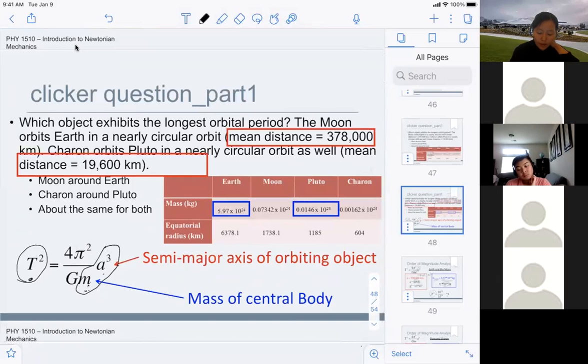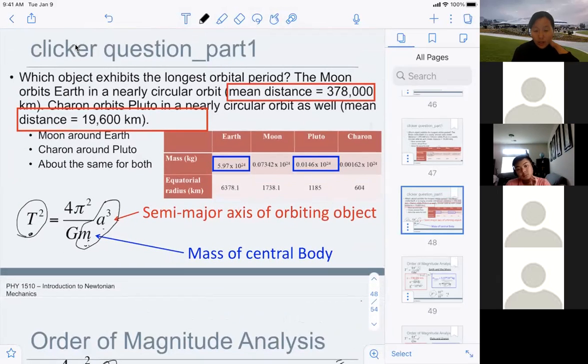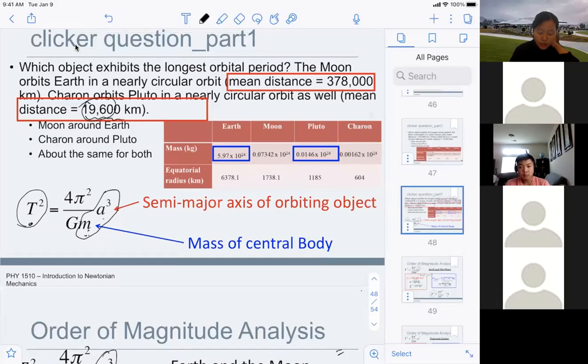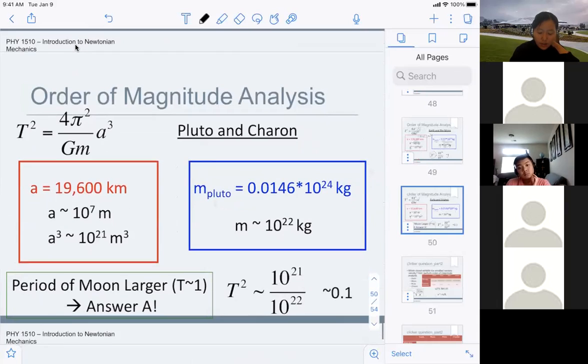Okay, so the second pair is between Charon and Pluto, and you can see that they tell us the distance between them. That is your A that you're going to use for the second pair. Let's look at the second pair. Again, for the mass, you need to use the mass of Pluto. So how do we write this? We're going to rewrite this using 1.46 times 10 to the power of 22 kilograms.